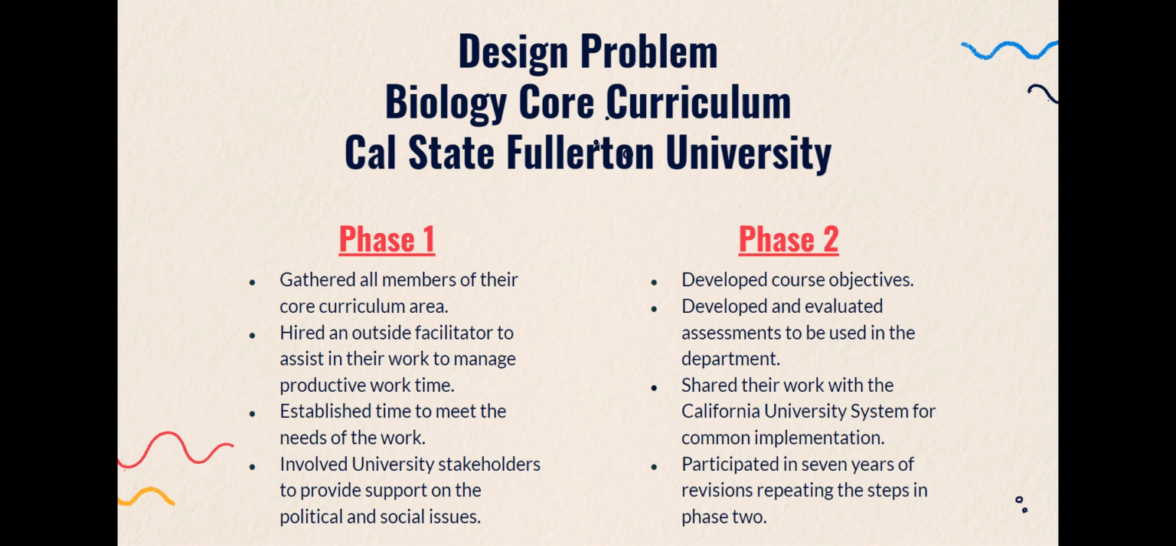In phase two, they started to make a list of course objectives, what they wanted the students to walk away with at the end of this biology program. They evaluated and changed assessments that would be used in the department. They also had to share their work with the rest of the California university system for common implementation across that university program. And they did go through about 7 years of revision. So part of phase two is like a cycle, and it's a lot of revising and going back and revising and going back. They had to go through a lot of revisions in their process.